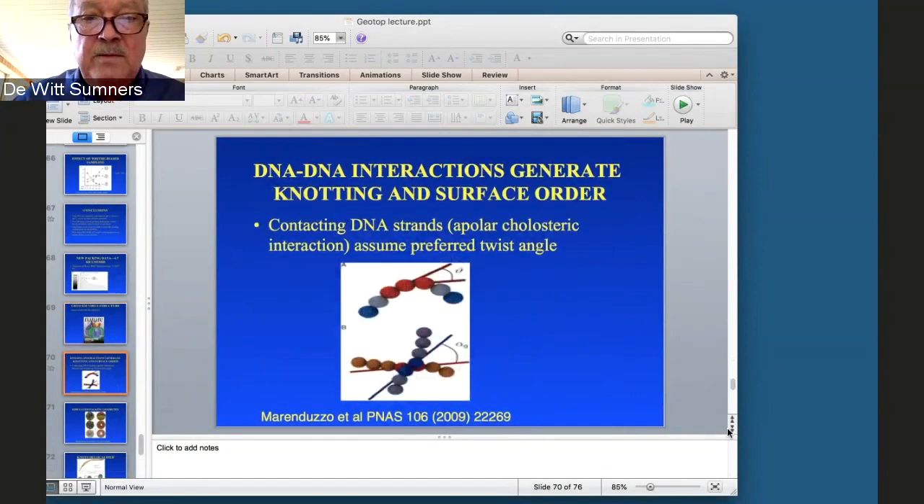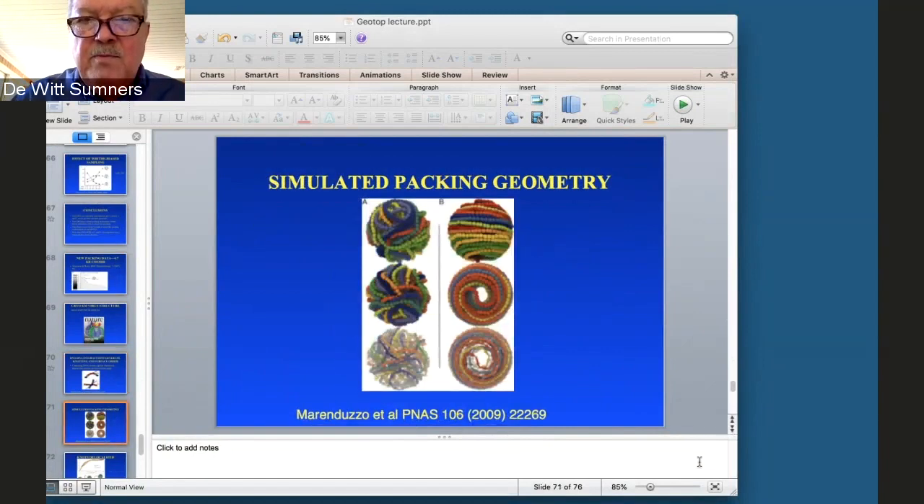And if you include DNA-DNA interactions, or an apolar cholesteric interaction, where you assume the DNA, when it touches itself, has a preferred twist angle, then that reproduces the right kind of picture. So this is without cholesteric interaction. This is with cholesteric interaction, and we believe this is the right picture. And this also produces torus knots that can be ejected from the viral capsid by simply unscrewing this picture, where the knot slowly goes out.